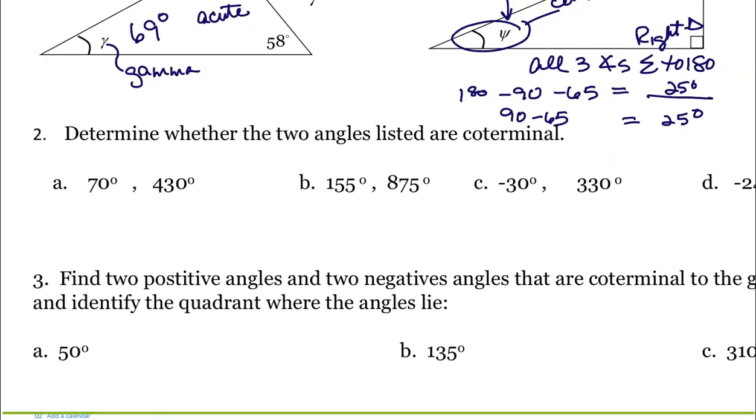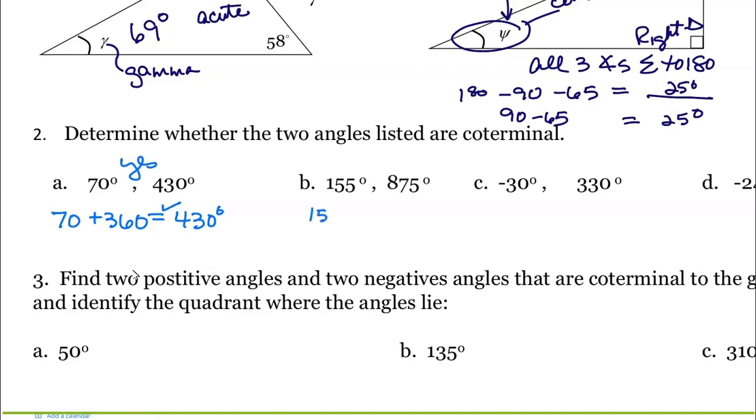Okay, now this is kind of an interesting question. It says determine whether the two angles listed are coterminal. So coterminal means they must have the same beginning and end, right? So what you can do is look at the first angle, the smaller of the two. So take your 70, and if you add 360 to that 70, I'm getting 430 degrees. So I can say, yes, these two are coterminal.